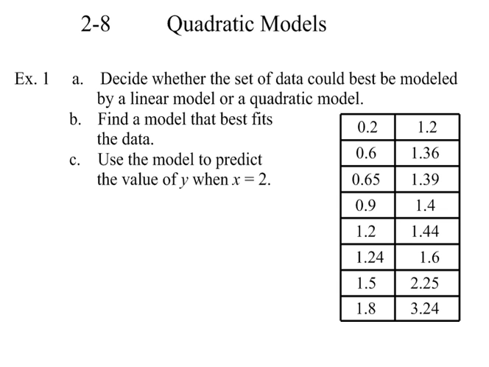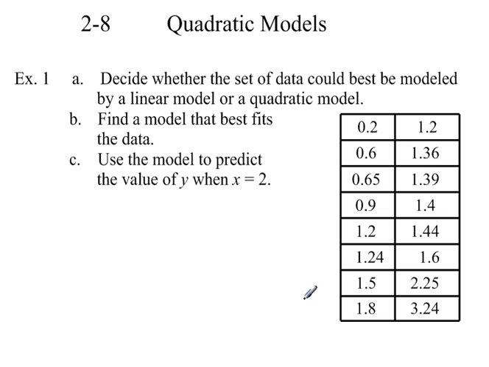So here's your first example. Three things we need to do. First of all, decide whether the set of data could best be modeled by a linear model or a quadratic model. What that means is graph your data. Does it look like it follows a line or does it look like it follows a parabola? Part B, find the model that best fits. So based on your answer to A, we need to find the equation of either the best fitting line or best fitting parabola. And part C, use the model to predict what y is equal to when x is 2.